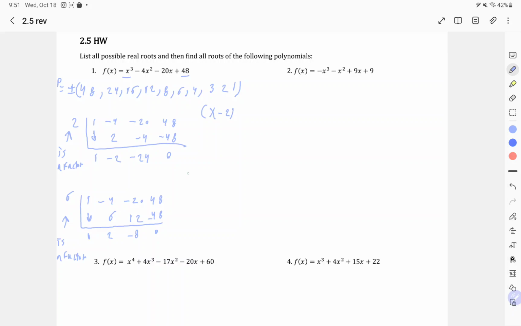All right, let's try 4. Let's just zoom through it. We got 1, negative 4, negative 20, 48. All right, 1 down here, 1 times 4 is 4, 4 minus 4 is 0, then 0 times 4 is 0, negative 20. Negative 20 times 4, yeah, this does not work. 4 does not work. Let's do the negative version of it. So negative 4.